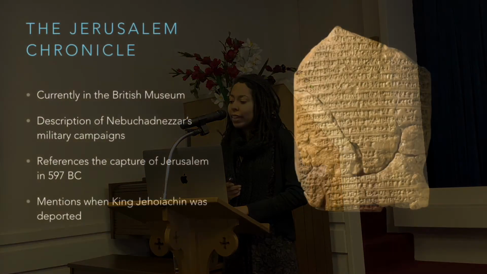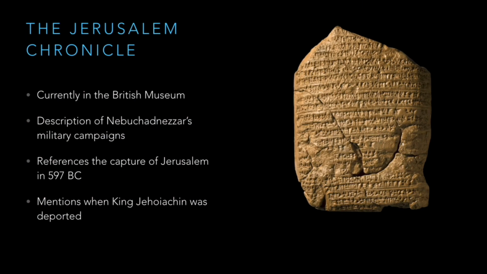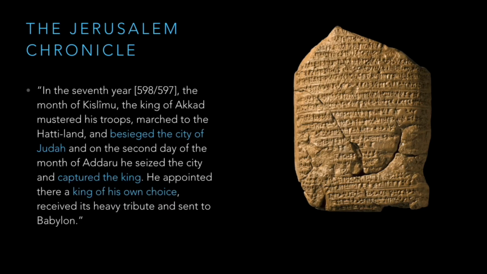This small clay tablet, known as the Jerusalem Chronicle or the Nebuchadnezzar Chronicle, is currently housed in the British Museum. It's a description of Nebuchadnezzar's military campaigns, and it actually references the first campaign against Jerusalem in 597 BC, and it also refers to King Jehoiachin's deportation. This is what it says.